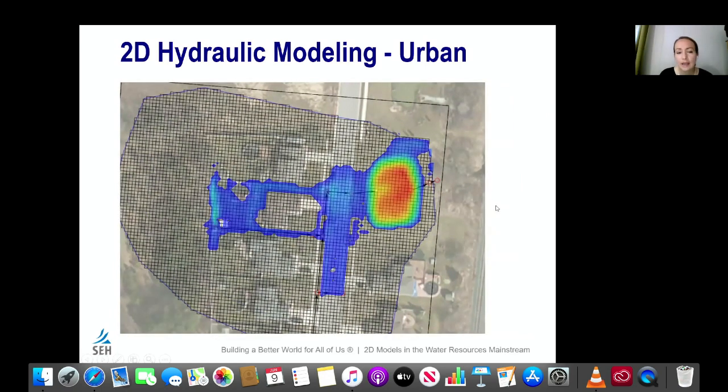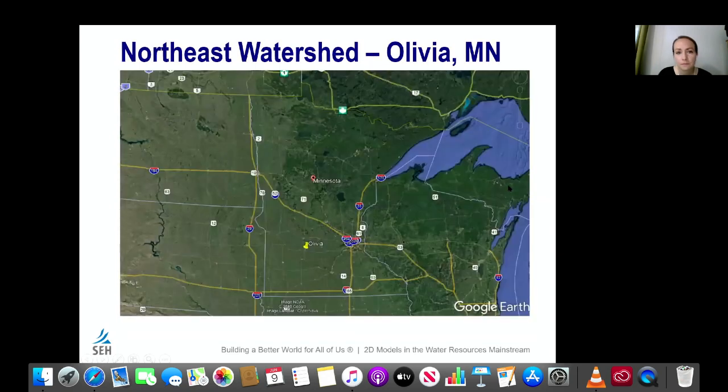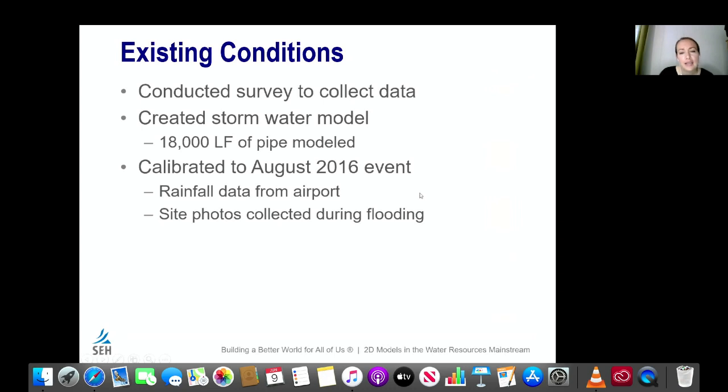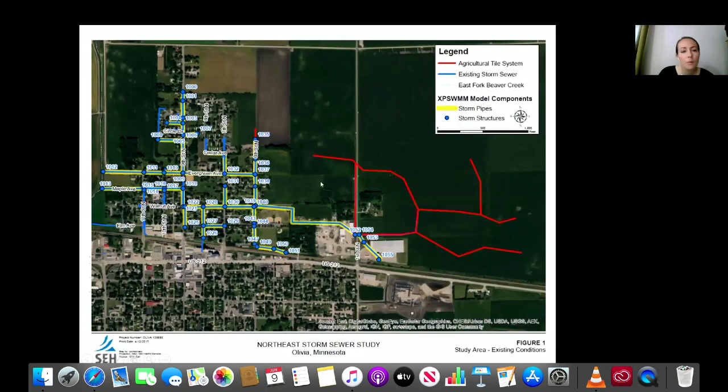And this is the kind of result that we can get from a 1D, 2D stormwater model. We see the flow split wrapping around this house, through the street, into the pond, and that was a very close match to what was described to us by the client. So our first urban case study is in Olivia, Minnesota, and they received a significant rainfall event in August 2016. When my coworker was starting to work on this project, she asked me to help with scoping the analysis, and she showed me a storm sewer map like this.